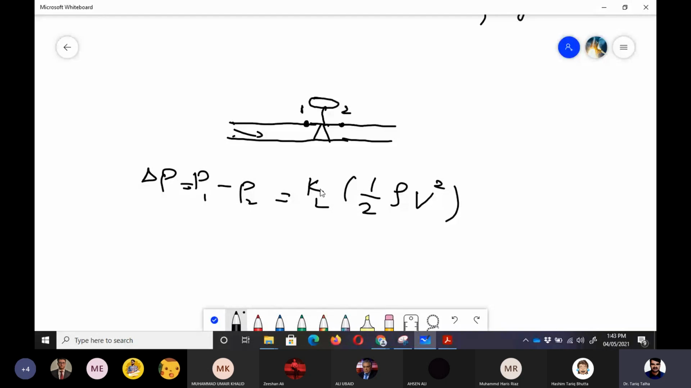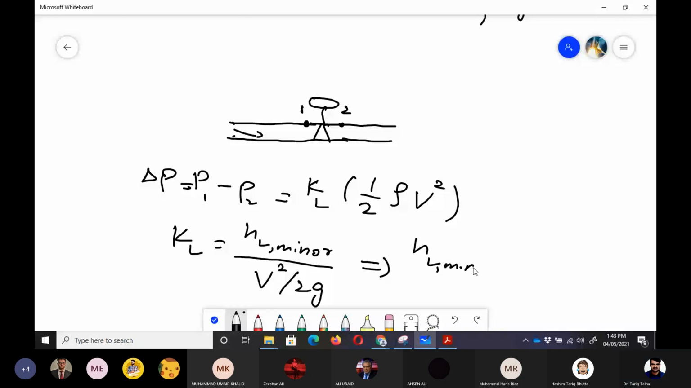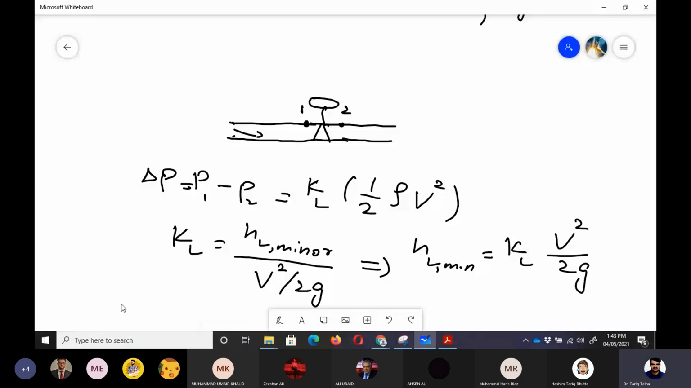Now the second thing, the relation we saw on the last page of the lecture slide, was that KL was also related to HL minor. HL minor was divided by V squared upon 2g. So from here, if we want to calculate HL minor in terms of KL, that is quite simple. HL minor would be equal to KL into V squared upon 2g. Right. So this is HL minor.